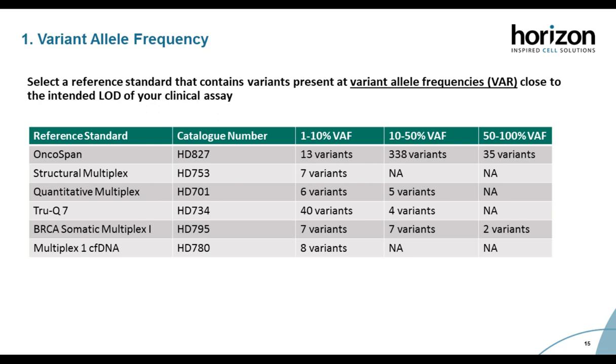Alternatively, our structural multiplex reference standard contains 7 variants, all within the 1 to 10% bracket. Our quantitative multiplex standard contains variants at both the 1 to 10 and the 10 to 50% brackets, as does our BRCA somatic multiplex 1. To point out our Tru-Q 7 product here, we have 40 variants present at 1.3% variant allele frequency. So this product would be very good for labs who are really wanting to challenge themselves and see if they can get down to that very low level of allele frequency.